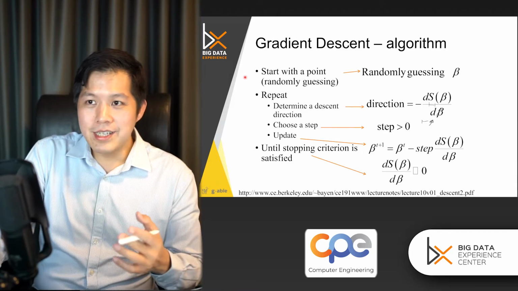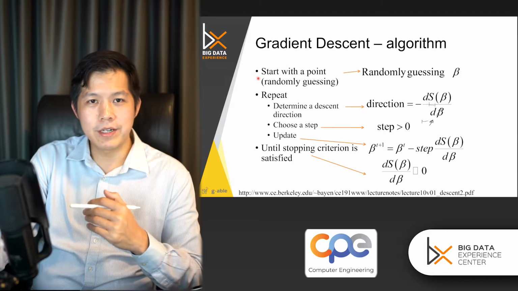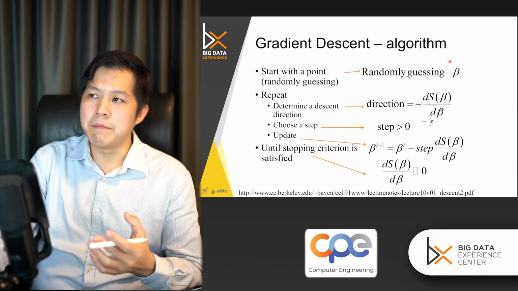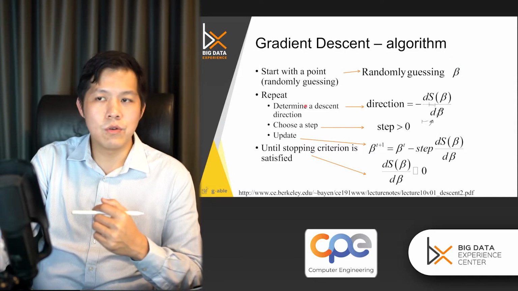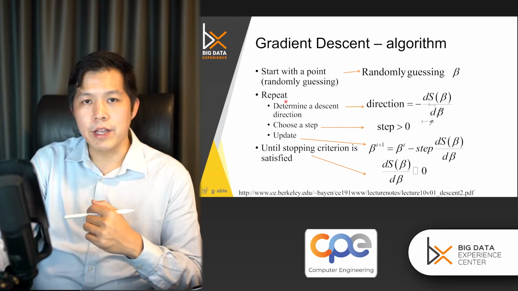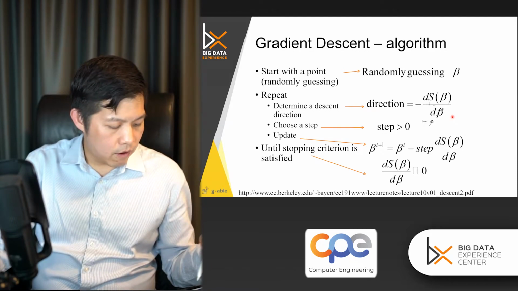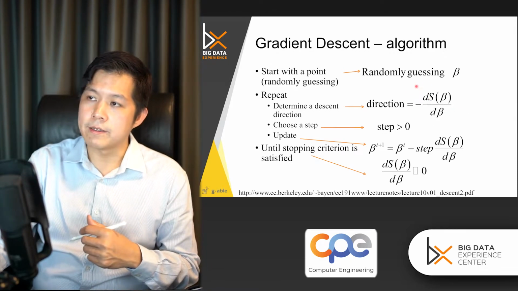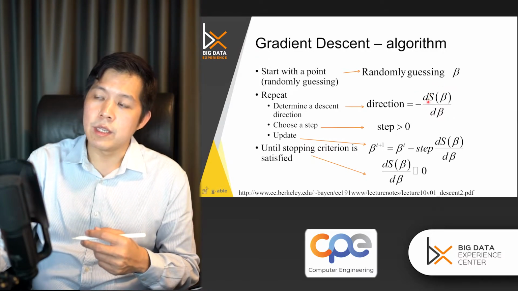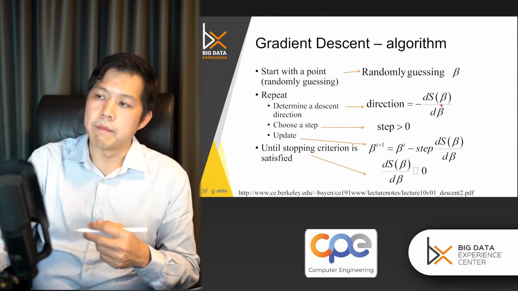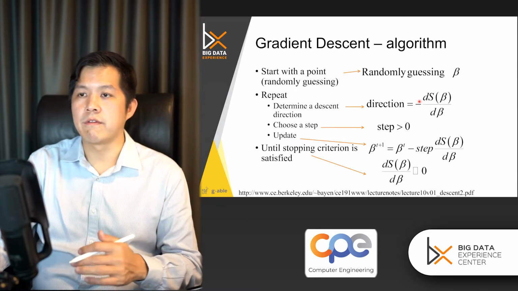All right, so this is how it works in the pseudocode. Starting from randomly guessing the point in the model means randomly guessing the beta, the parameters. Once you get the beta, go to the loop, starting with determining the descent direction. That means you need to have the gradient, and that comes from the derivative of S beta. S beta is the error function; take the derivative of it with respect to beta, and then go in the opposite direction of the gradient.